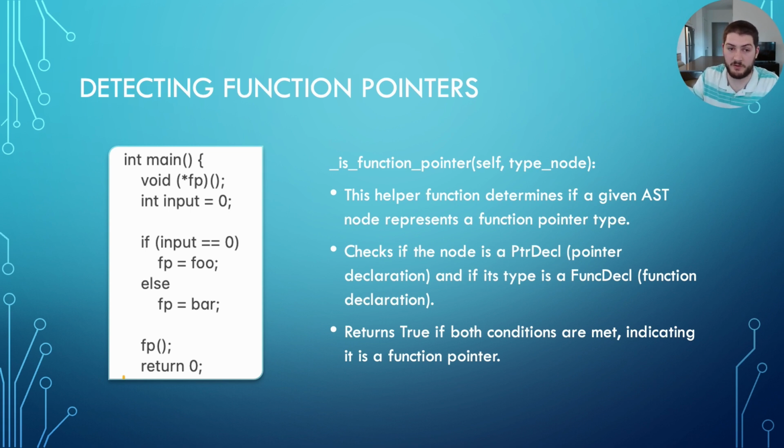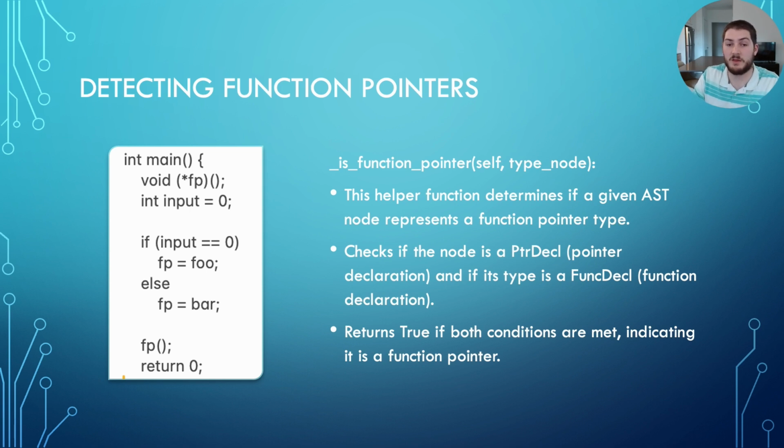Let's illustrate this with an example C code snippet provided on the slide. Looking at the second line in the example, there is a declaration of a function pointer named fp. Void indicates that the function pointer has no return value. The asterisk fp signifies that fp is a pointer, and the two parentheses at the end with nothing in them indicate that the pointer points to a function that takes no arguments. When our program processes this declaration, the function will correctly identify fp as a function pointer because it matches both the pointer declaration and function declaration patterns in the AST.